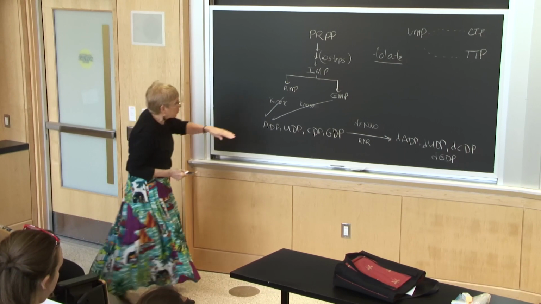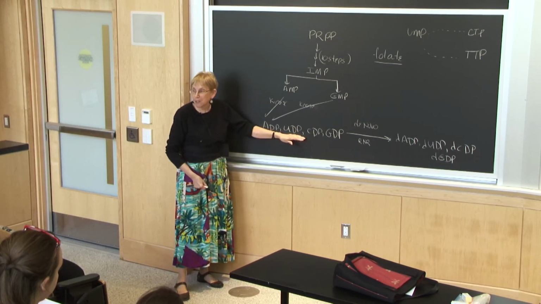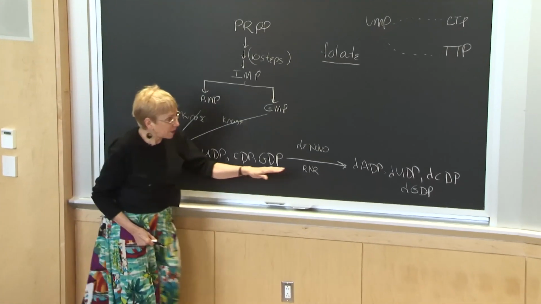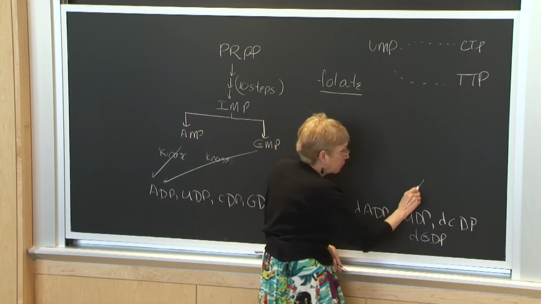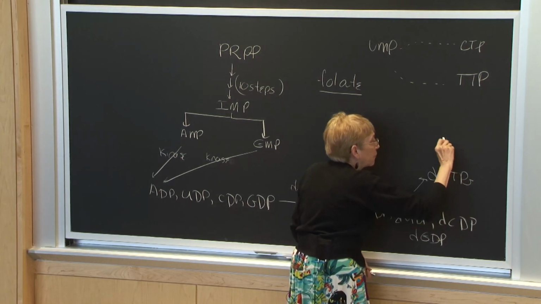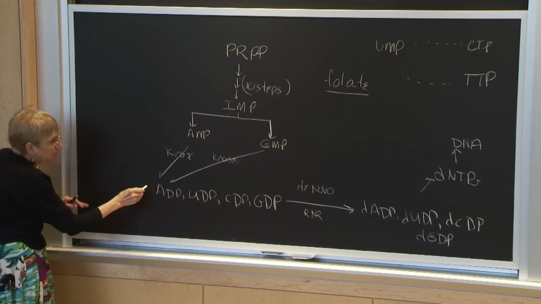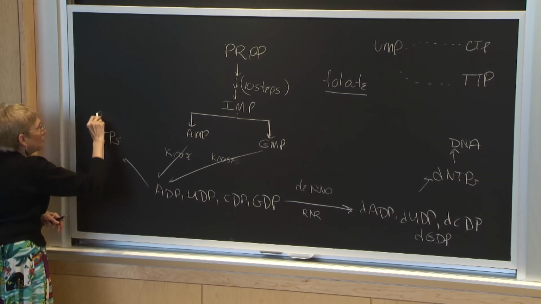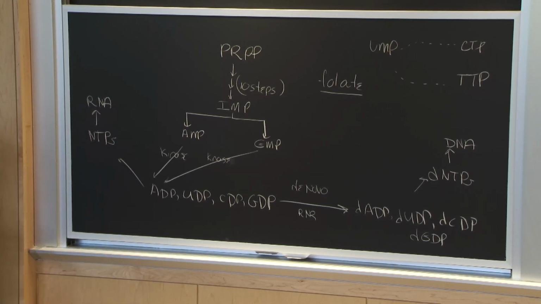But I think it's important to realize that making deoxynucleotides, which are required for DNA replication and repair, is done at the diphosphate level. So you make deoxynucleotides, okay, but they still have to be converted to deoxy-NTPs for DNA, okay? And over here, you need to, again, make NTPs for RNA, okay? So that's sort of the big picture.